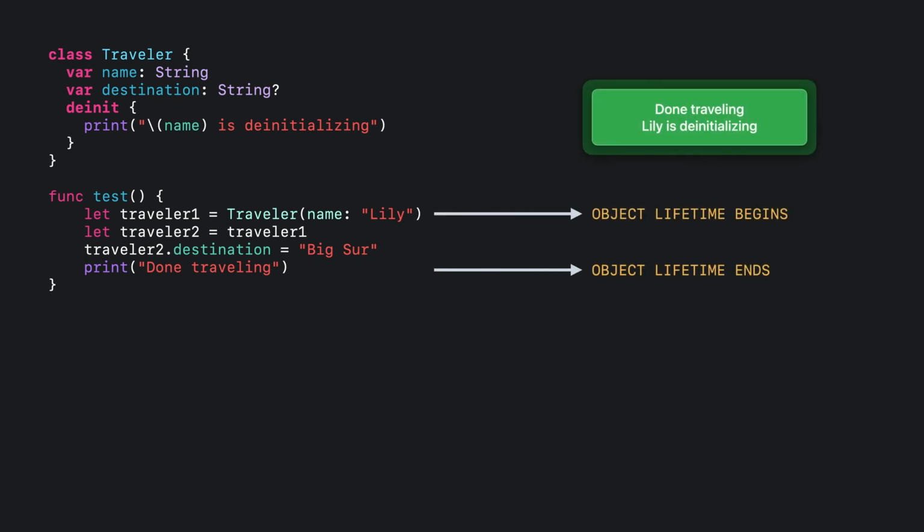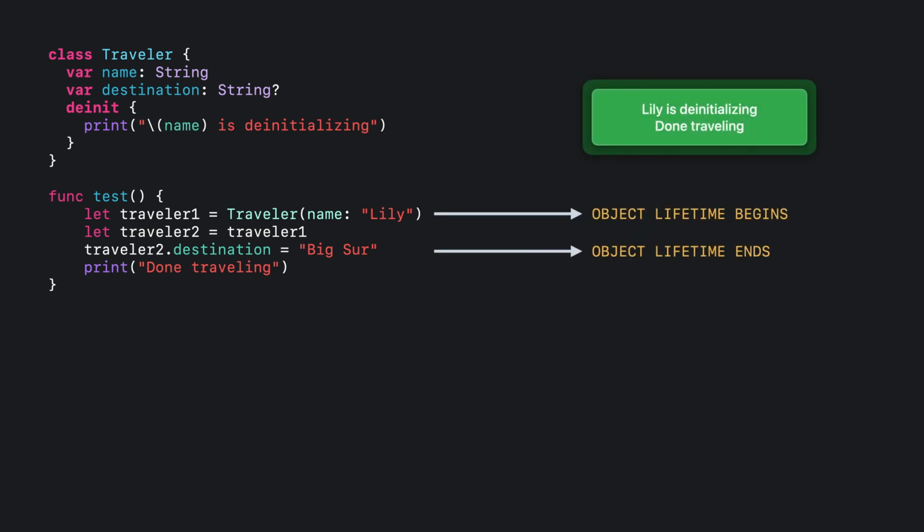Today, the deinitializer may run after "done traveling" is printed. But since the last use of the traveler object is the destination update, the deinitializer can run before "done traveling" is printed, depending on the ARC optimizations that kick in. In this example, deinitializer side effects were observable but not relied upon. Let's look at a more complex example where deinitializer side effects are relied upon by external program effects.